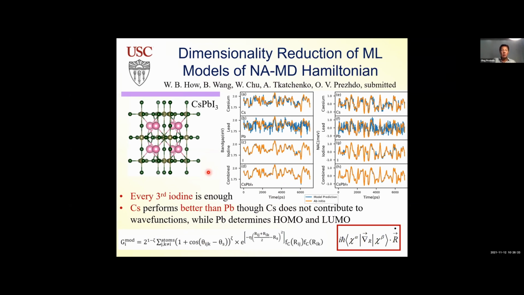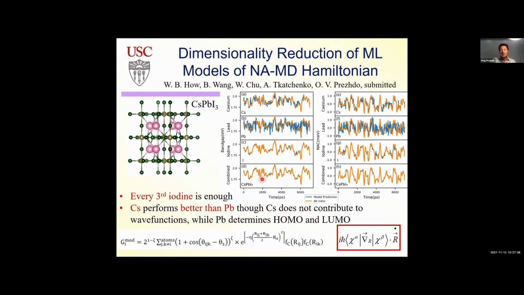What we've done was to use either cesium lattice or lead lattice or iodine lattice. And for iodines, because we have 3 times more iodines, we used every third iodine. The number of elements in all 3 cases is the same. The number of parameters is the same. And what we discovered, first of all, is that even if we use just descriptors only for every third iodine, that's already giving us a good representation of non-adiabatic coupling and band gap. So this is coupling, this is band gap, almost as good as the full description. So we can use a reduced, simpler model.